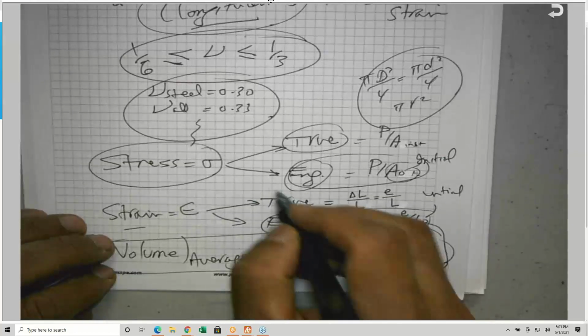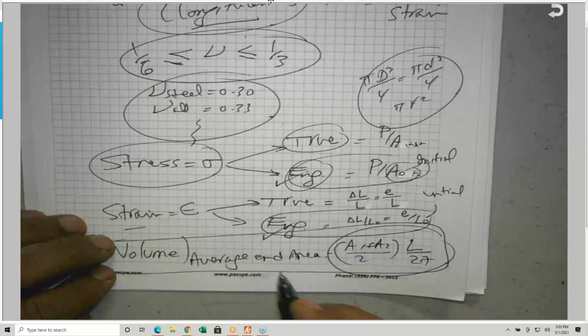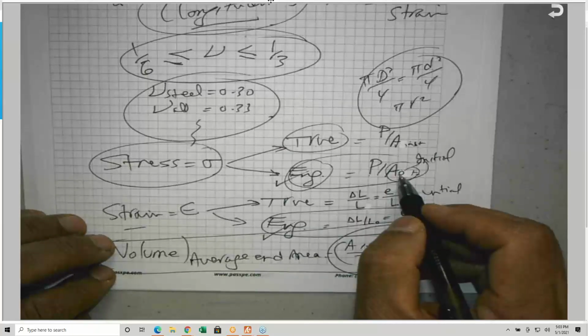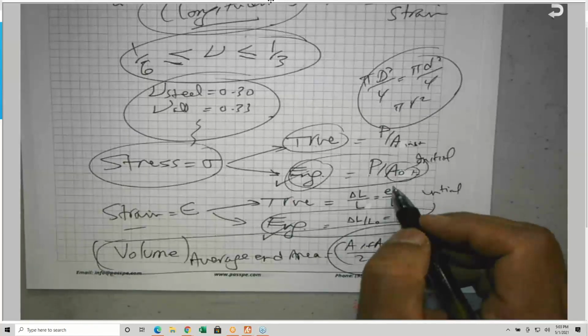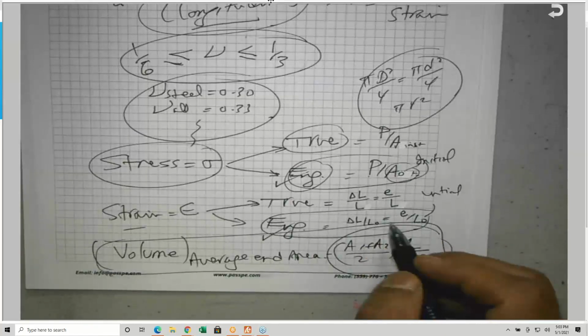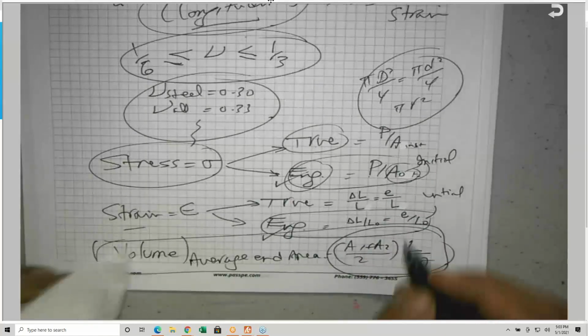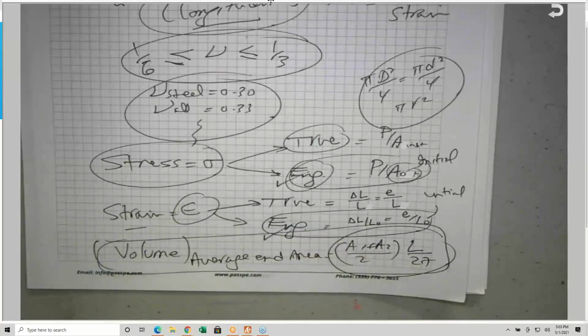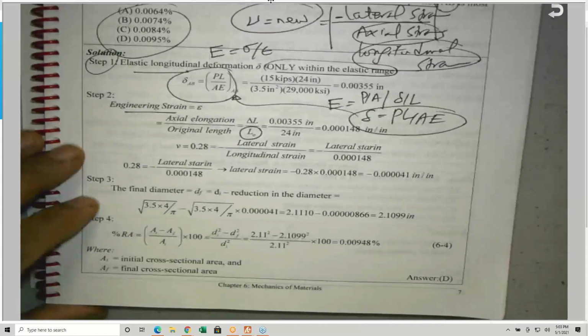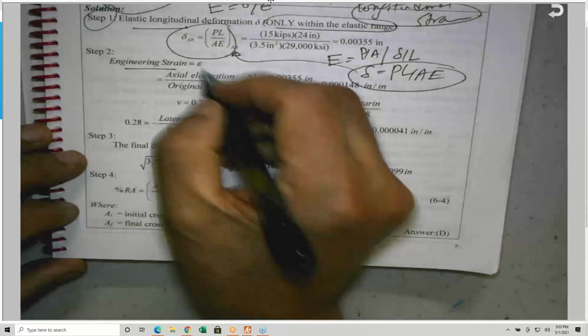Obviously, the engineering one is much easier to deal with. It's easier to measure the original diameter, and from the original diameter, we can get the original cross-sectional area. And the same story with the engineering strain, which is epsilon. So I needed you to be aware of that. So the engineering strain is equal to delta L over L sub O, here it is.